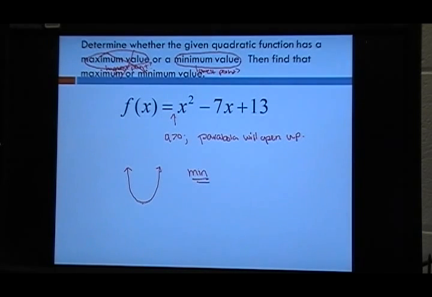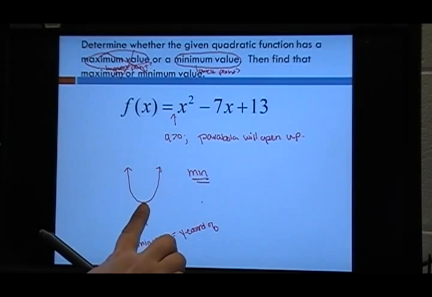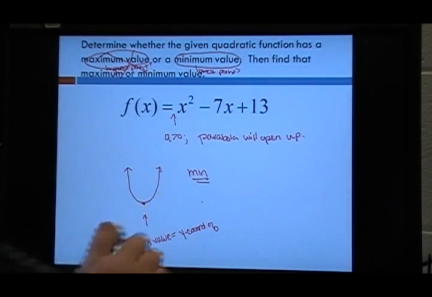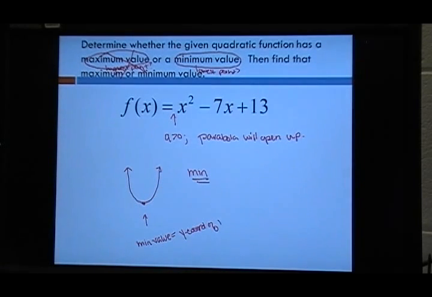And the minimum function value is, this minimum value is going to be the y-coordinate of this lowest point, which in the world of parabolas is called the vertex. Okay? So to find the minimum function value, we're going to have to find the y-coordinate of the vertex.